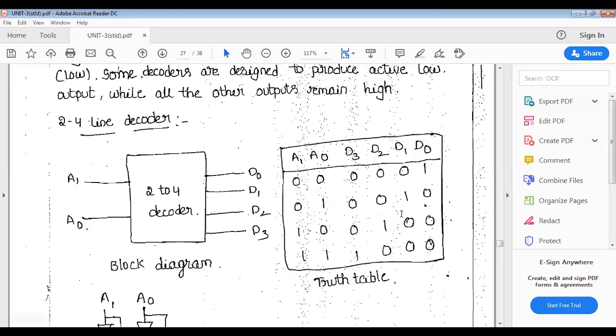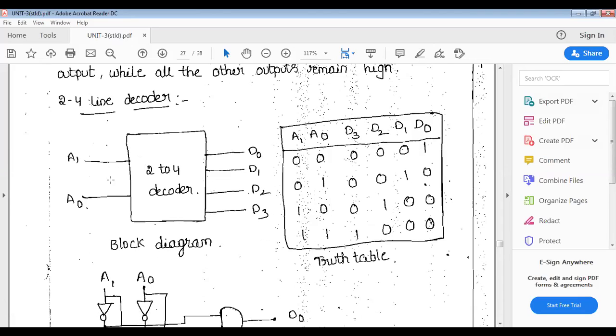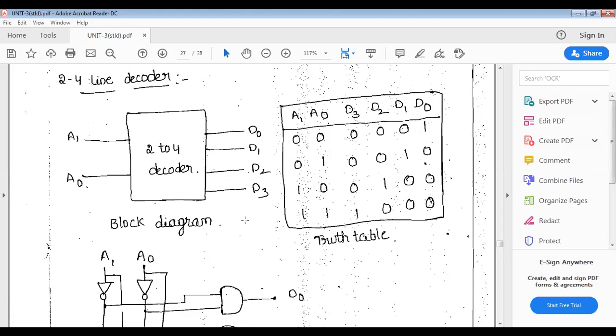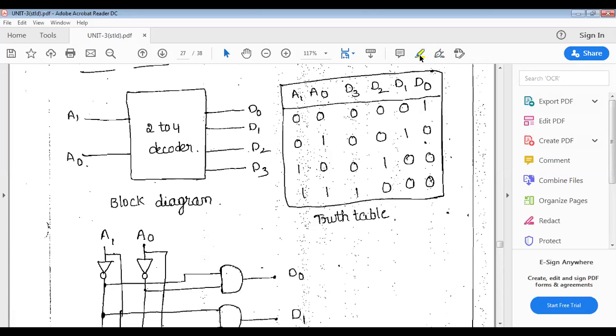Okay, that is the truth table of the decoder, and the block diagram of the decoder has n inputs and 2 power n outputs. Following along, my dear friends.